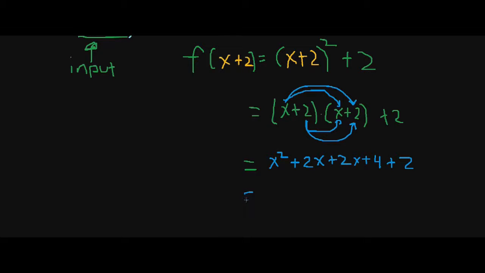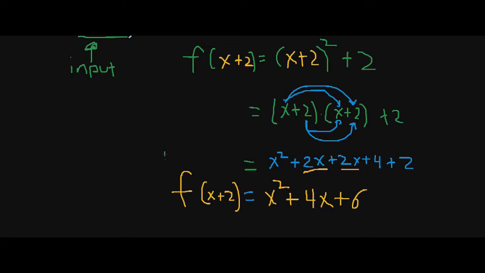We simplify this and combine like terms. I only see one x squared from this whole thing, so x squared stays here, plus, and if I look here, we have 2x plus 2x. They're like terms, so I'm going to combine those. 2x plus 2x is just 4x. And then plus, finally, 4 plus 2. Combining like terms, that gives us this. So our final solution, f of x plus 2, is just x squared plus 4x plus 6.